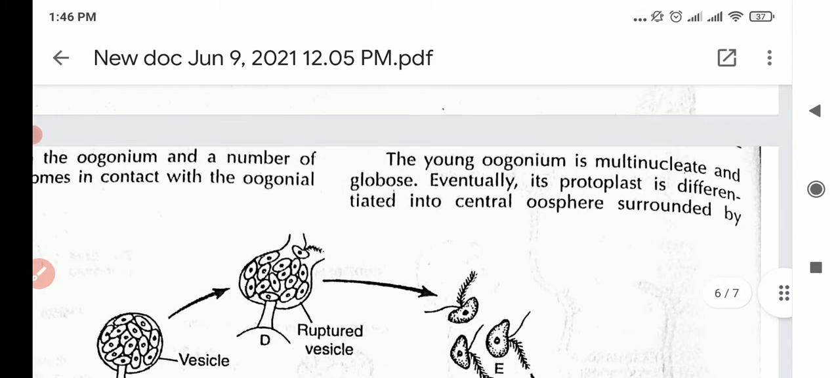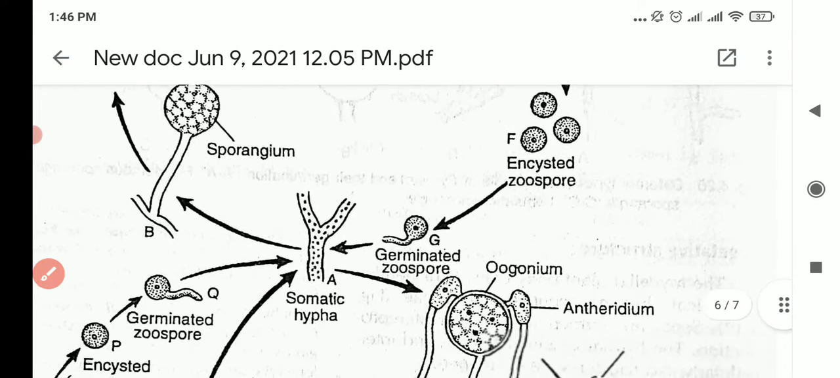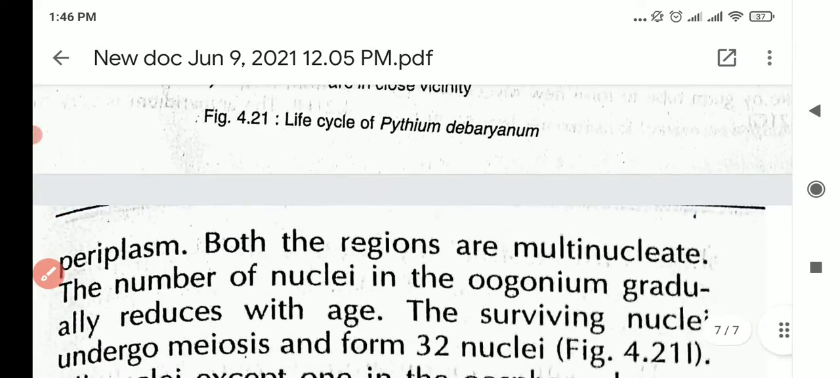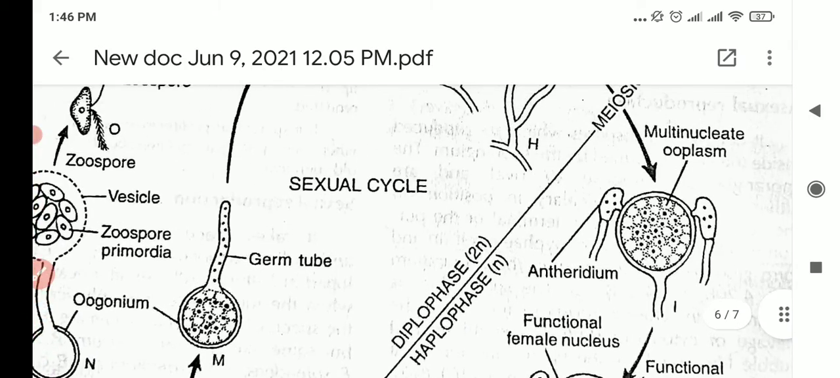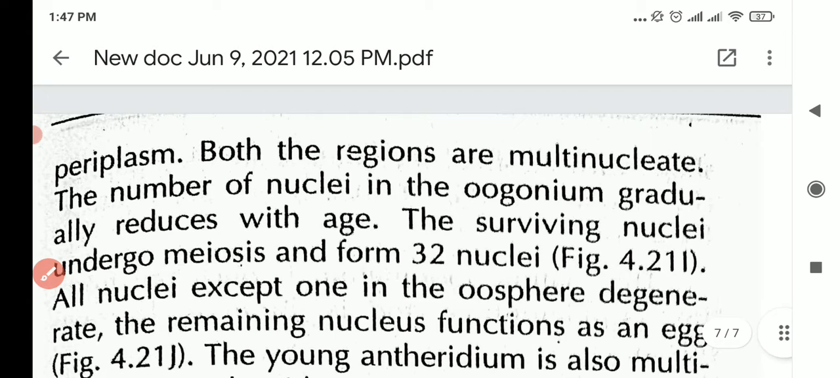So the young oogonium is multinucleate and globose. Eventually, its protoplast is differentiated into the central oosphere surrounded by the periplasm. Okay, so you can see this is the periplasm, the one without the nucleus, and the central oosphere is the part with the nucleus. Again, let's go down again. So both the regions are multinucleate.